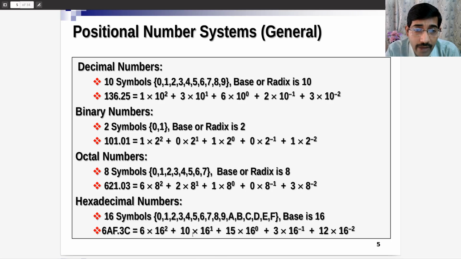You can have variants of such kind of number representations in octal, that is we terminate at a radix 8, so we have digits from 0 to 7, 8 symbols. Hexadecimal numbers, there are 16 symbols to represent a particular digit, so the base is 16. But the philosophy is same.